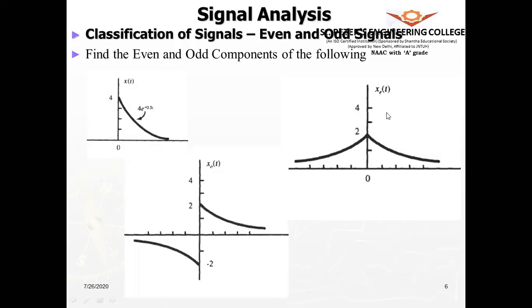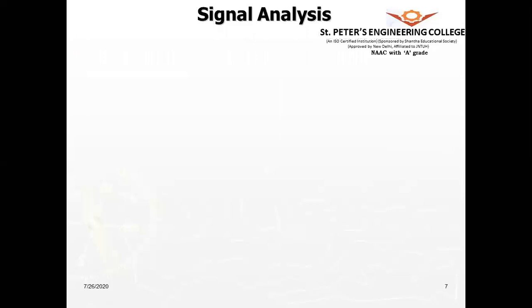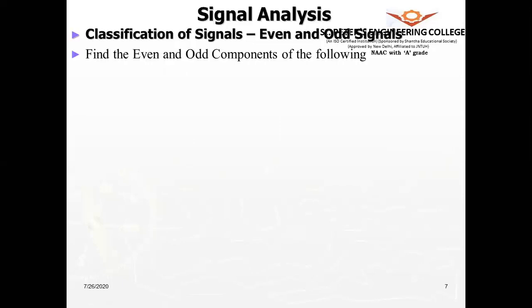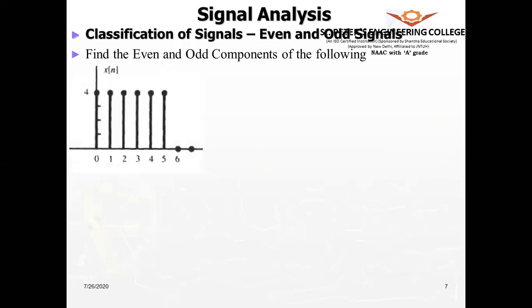So this is x of t plus x of minus t, and this is x of t minus x of minus t, divided by 2. Here also it is divided by 2 because we have taken the average of those two signals. So we have found the even and odd components for the continuous time signals. Now let us take a discrete time signal x of n. So this is the graphical form.